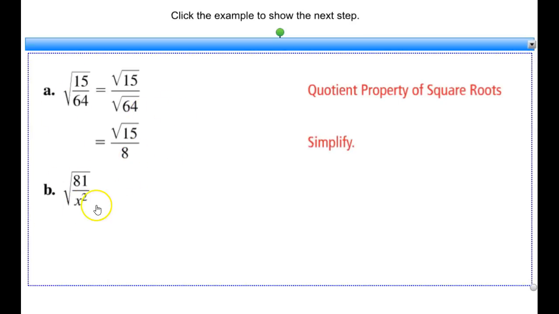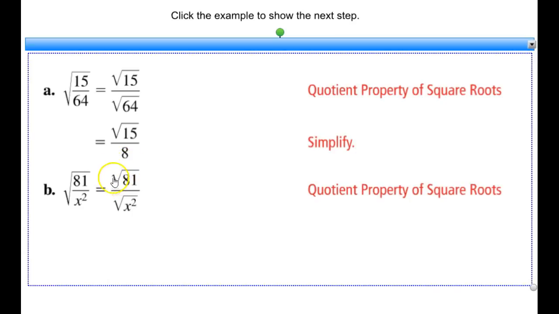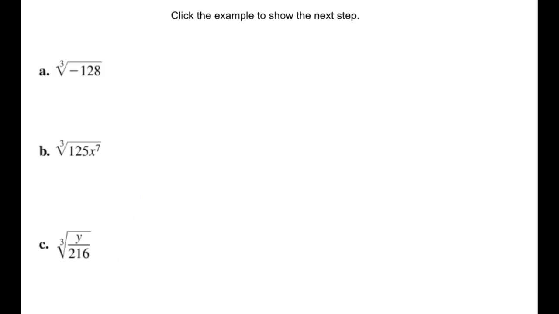So let's look at B and do kind of the same thing. So I see I have a fraction, so I want to use my quotient property to see if I can simplify it any further. So I break it into its pieces. Well, then I can simplify because I know the square root of 81 and I know the square root of x squared, so I can fully simplify that.